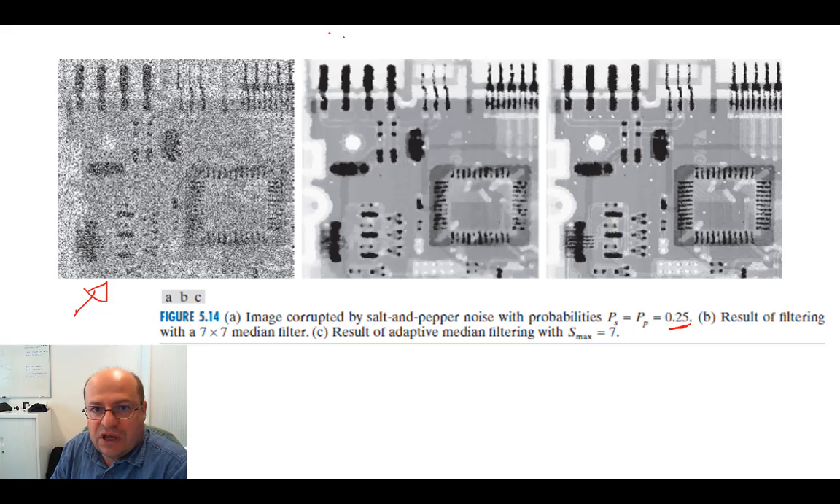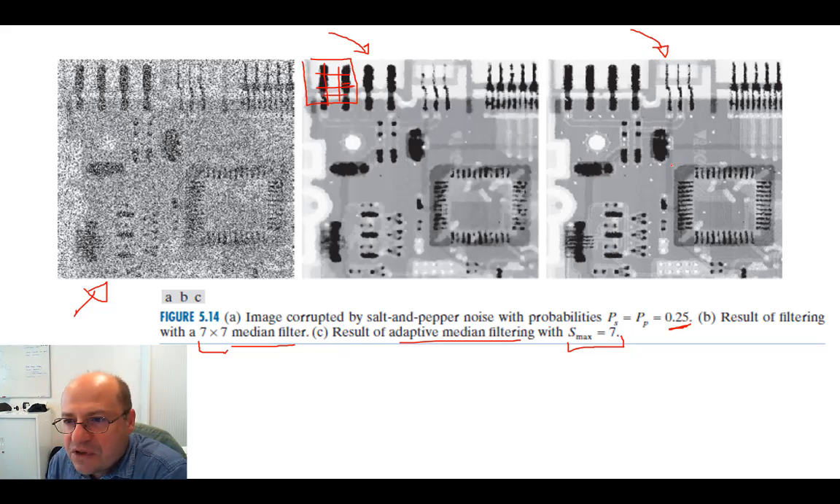This is the resulting image using a median filter of size 7 by 7, meaning that I get a neighborhood of 7 by 7. And this is the result of adaptive median filtering, also with a neighborhood of 7. So you can see that the adaptive filtering preserved the high frequencies, right? Preserved the edges. Whereas the median filter just got rid of them.